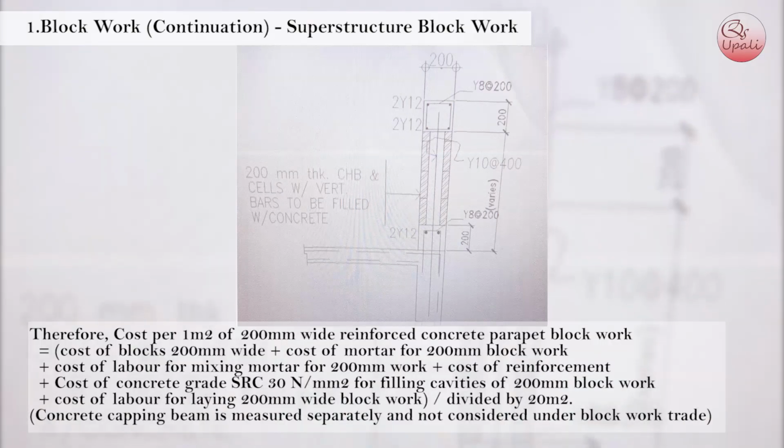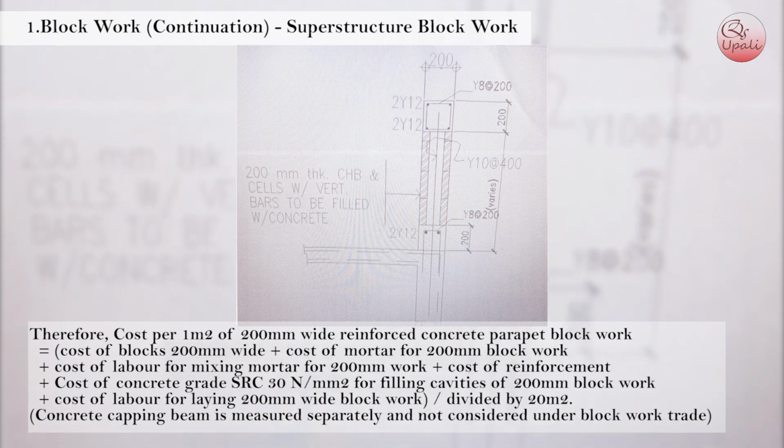Therefore, cost of 1 m² of 200 mm wide reinforced concrete parapet block work equals cost of 200 mm wide block work plus cost of mortar for 200 mm block work plus cost of labor for mixing mortar for 200 mm block work plus cost of reinforcement plus cost of concrete grade SRC 30 N/mm² for filling cavities of 200 mm block work plus cost of labor for laying 200 mm wide block work, divided by 20 m². Concrete capping beam is measured separately and not considered under block work rate.